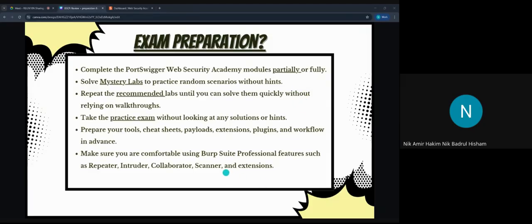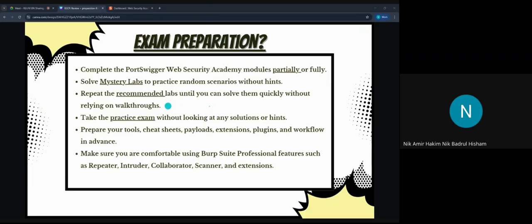The second is you need to solve the mystery labs. Actually, not all of them, but I recommend it. As long as you manage to solve some of the mystery labs without the hint, you are considered ready to get into the examination. The third point is to do and repeat all the recommended labs until you can solve them quickly without relying on the walkthrough. Numbers 2 and 3 have hints and walkthroughs given by the Academy or by other people on platforms such as Medium, GitHub or YouTube.